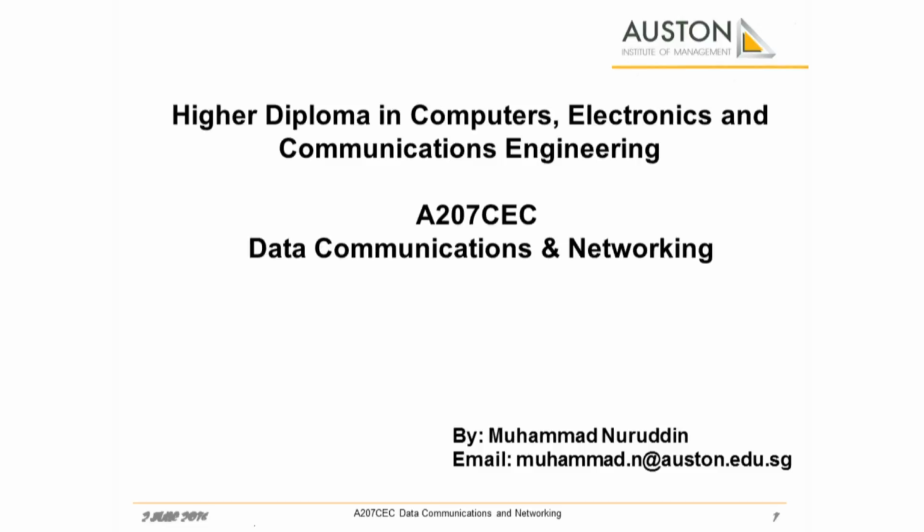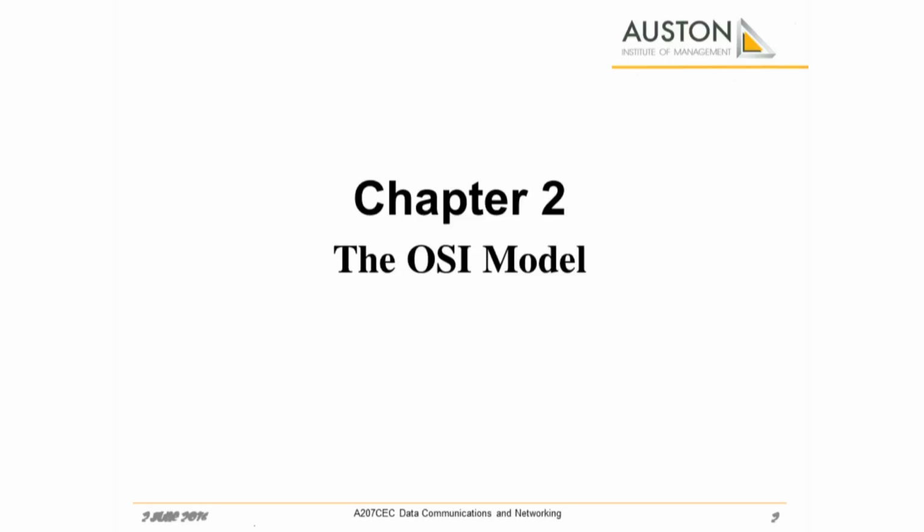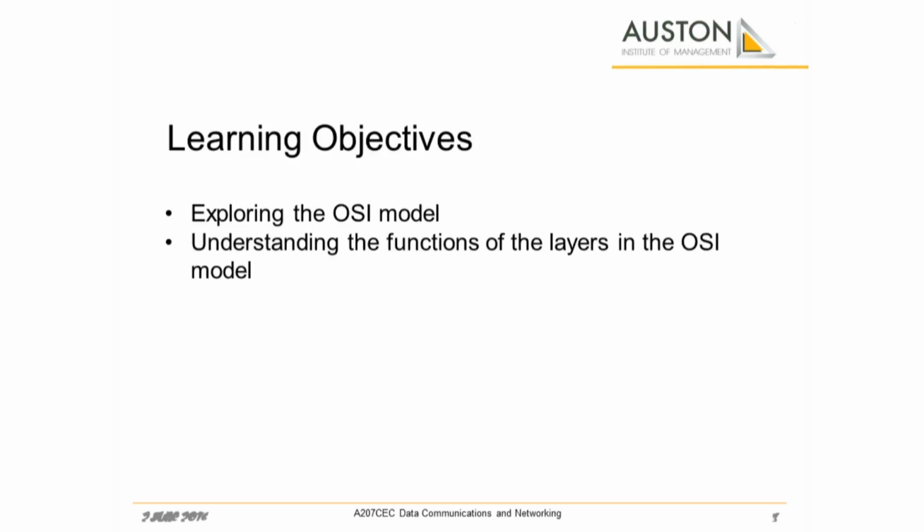We are now at Chapter 2 where we start looking into the principles of networking. Chapter 2, the OSI Model. There are two learning objectives of Chapter 2. First, we shall explore the OSI model, and next, we shall take a deeper look into the OSI model and try to understand its 7 layers and their functions.